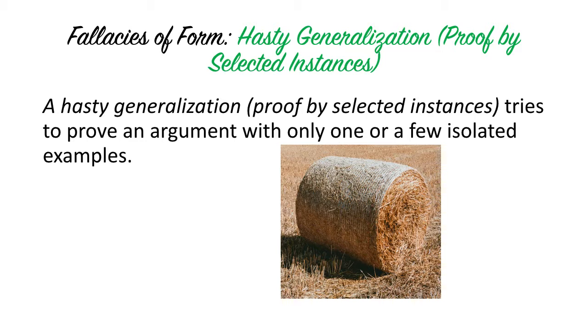Welcome back. Next up is the fallacy known as hasty generalization. Maybe you can guess from the name that it refers to a generalization that is made hastily, or too quickly, without all the facts. Another name for this fallacy is proof by selected instances. The speaker tries to prove an argument with only one or a few examples.